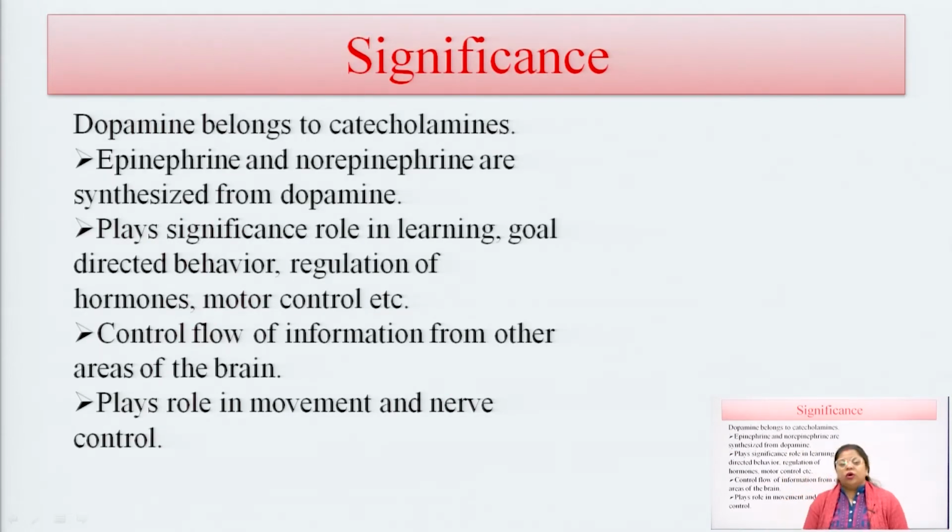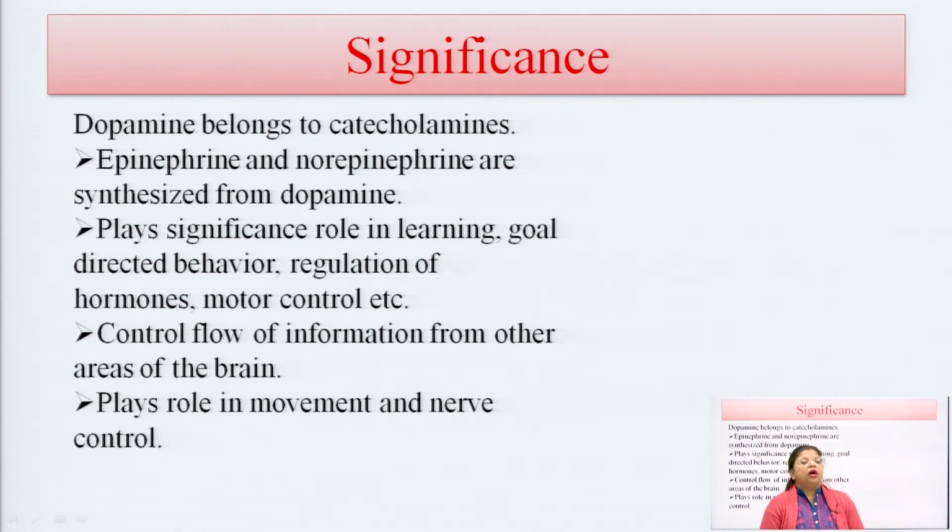Okay. So what is the significance of dopamine? Dopamine belongs to the catecholamines. Catecholamines are neurotransmitters, and dopamine is a precursor for the synthesis of adrenaline and noradrenaline, because when dopamine is synthesized from phenylalanine, it works for the formation of adrenaline and noradrenaline, which are synthesized from the dopamine.